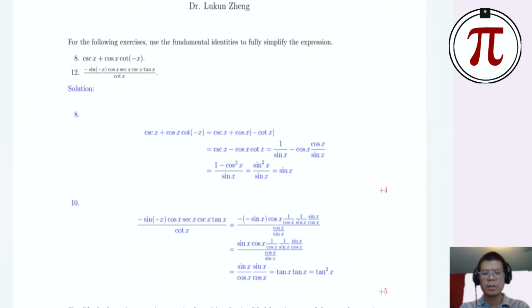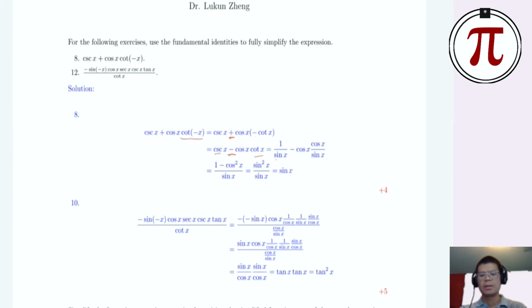Okay, for question 8, we need to be aware. Firstly, cotangent of negative x is, cotangent is an odd function, so it is negative cotangent x. So that's cosecant times cosine times cotangent. The negative sign you can take to the front, so we get negative cosine cotangent. Now cosecant is 1 over sine, and cosine cotangent is cosine over sine. So we have 1 over sine minus cosine square over sine.